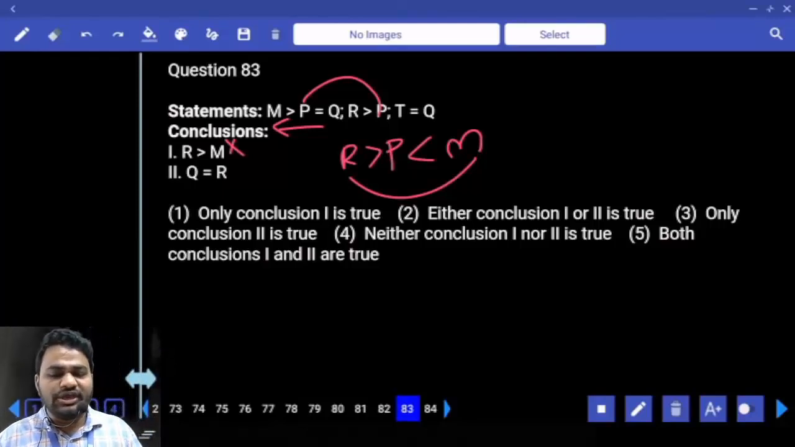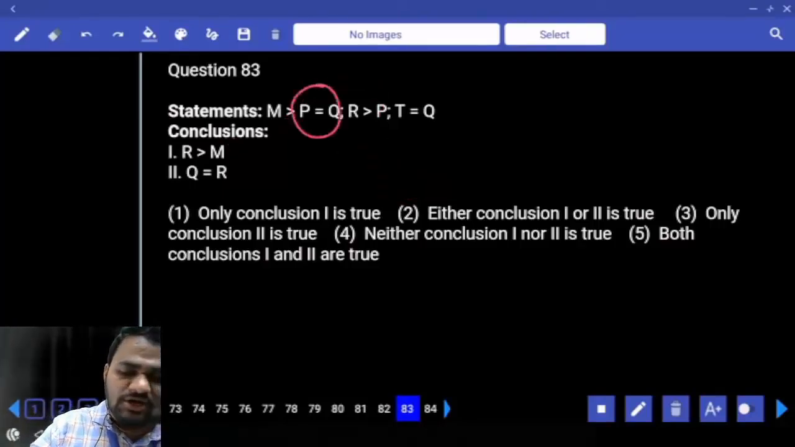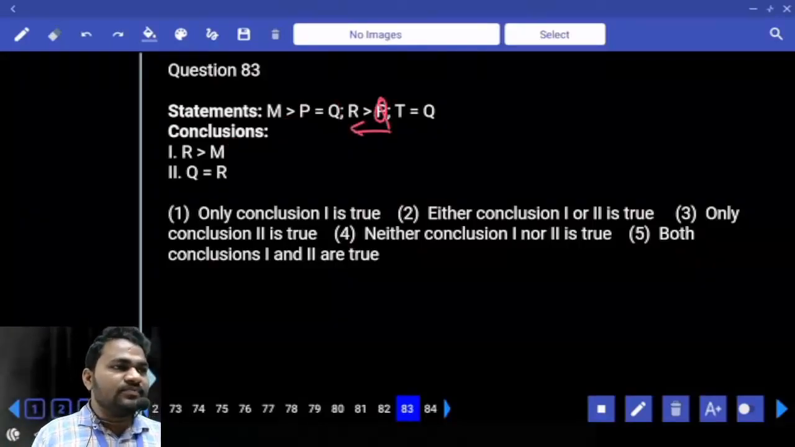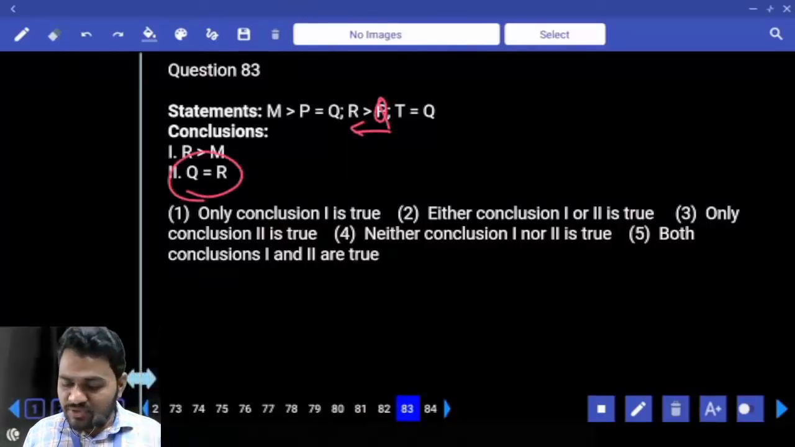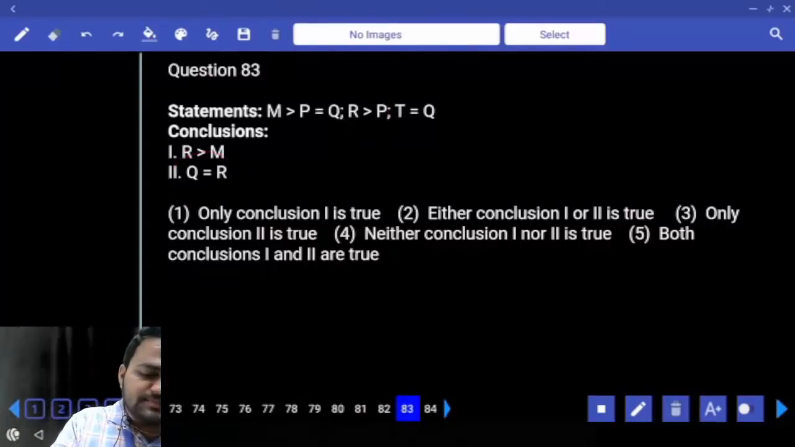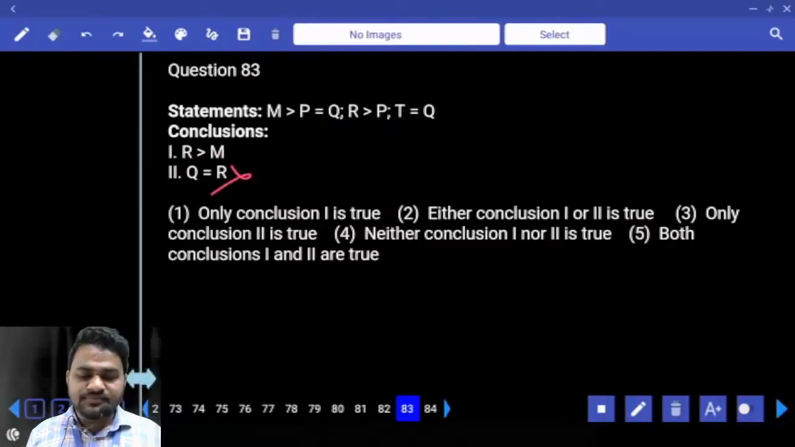Next, Q equal to R. Just try to understand here. P equal to Q, then you can say that it is Q less than R. When it is Q less than R, can you say that Q equal to R? No. Again it is wrong. Neither nor.